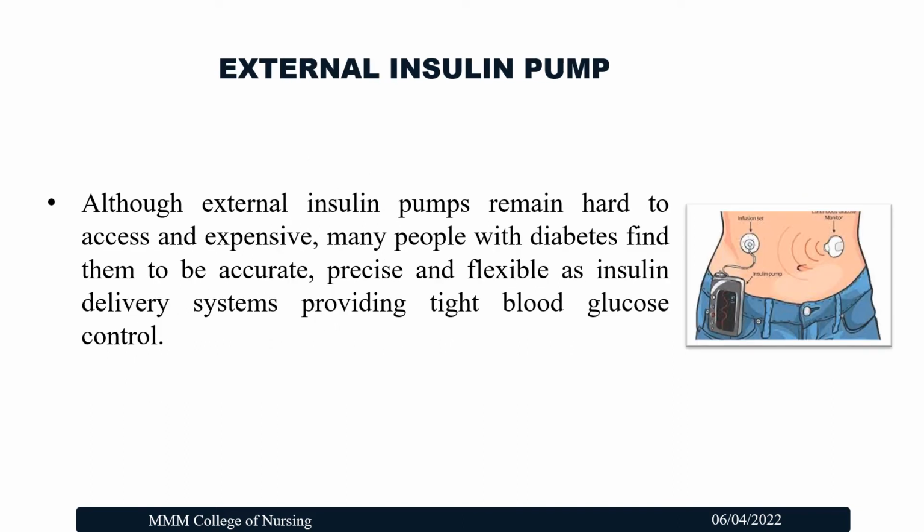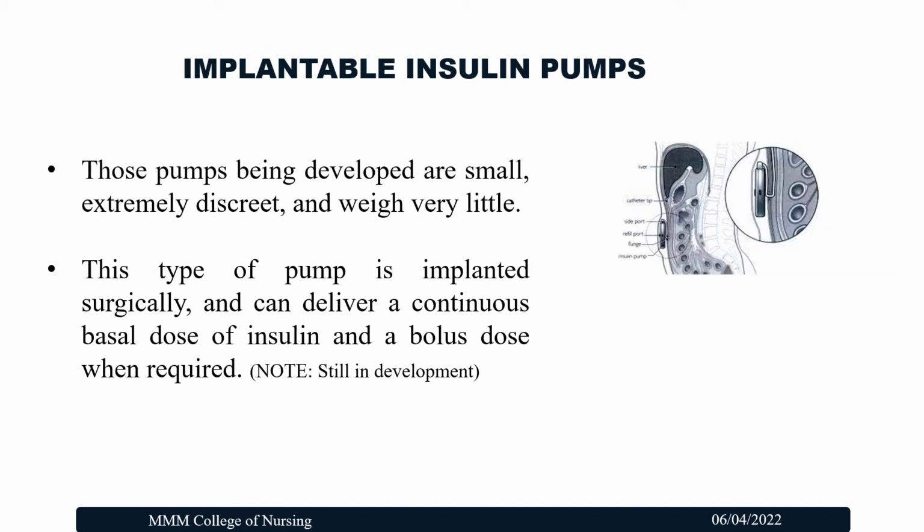The second type is the external insulin pump. Although external insulin pumps remain hard to access and expensive, many people with diabetes find them to be accurate, precise and flexible as an insulin delivery system, providing tight blood glucose control. Third, the implantable insulin pump. Those pumps being developed are small, extremely discreet and weigh very little. This type of pump is implanted surgically and can deliver a continuous basal dose of insulin and a bolus dose when it's required.